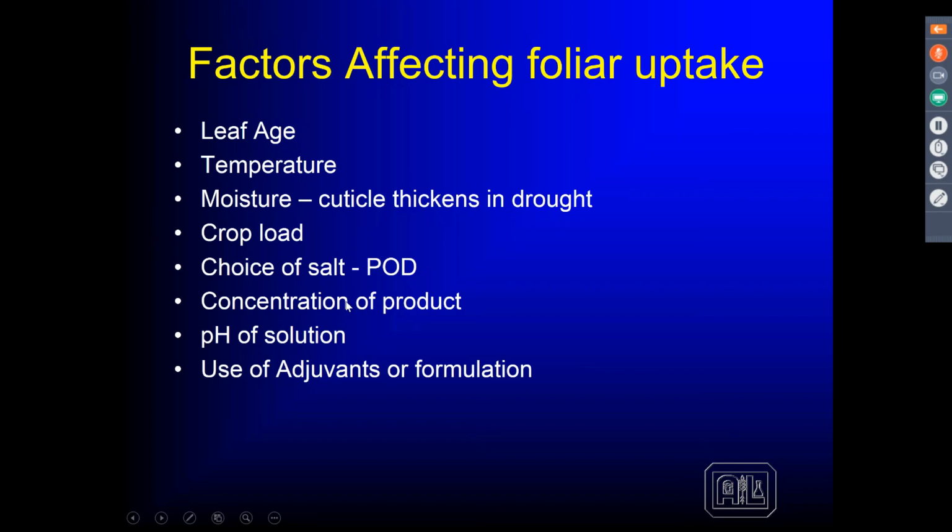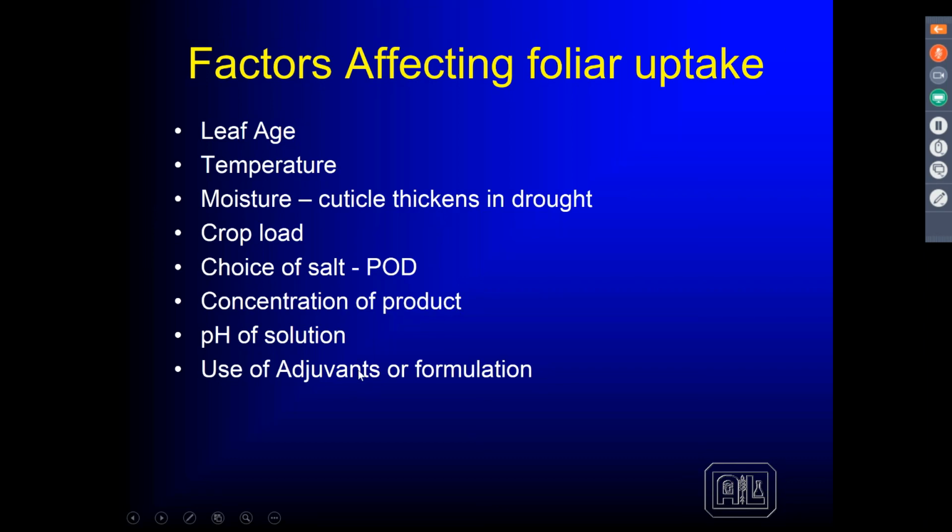Concentration of the product. A 20% concentration is going to be much more effective than a 9% product, provided it doesn't burn the leaf. pH of the solution, we want to be someplace in the 4.5 to 6 pH range for most nutrients, other than things like potassium and boron. And then the use of adjuvants and formulation products that some of these companies are using. Some companies will put a product in their formulation that increases the point of deliquescence, or it's a wetting agent or a sticking agent that helps with the formulation of the product.